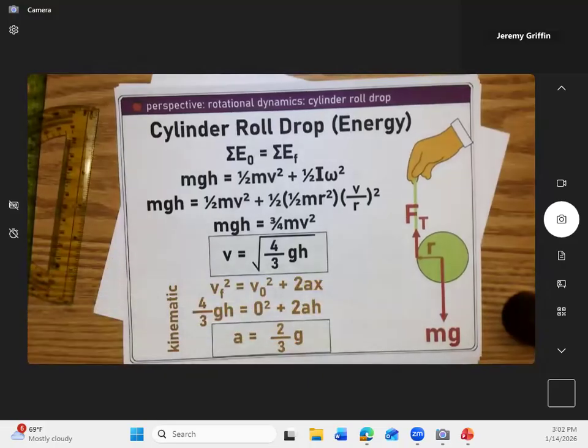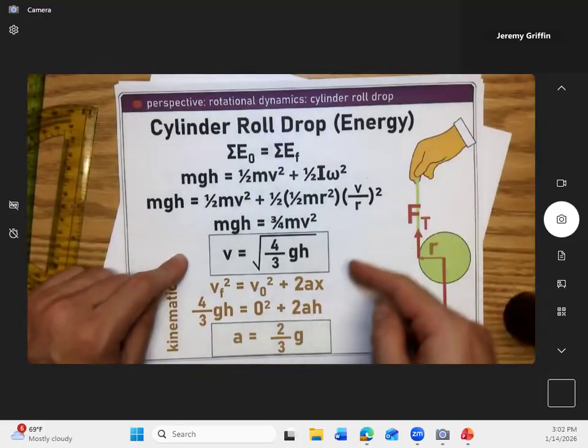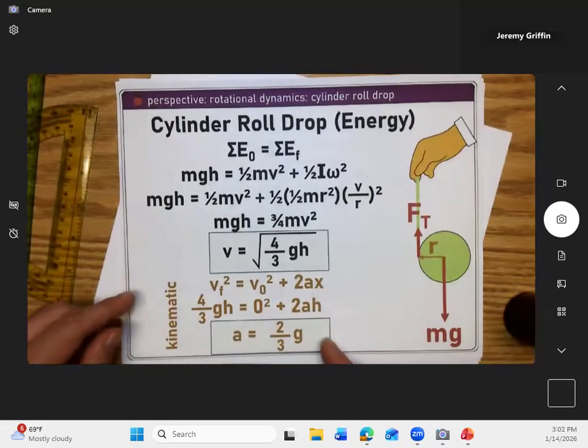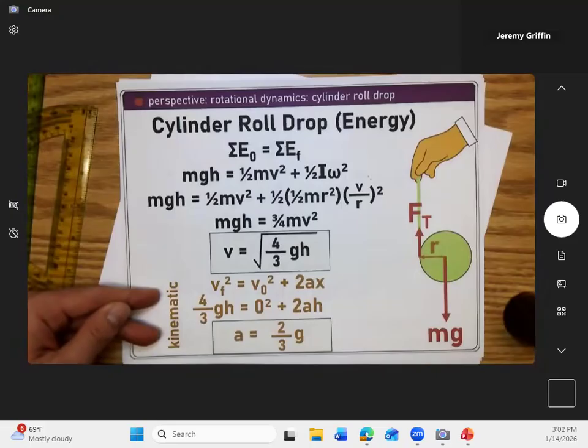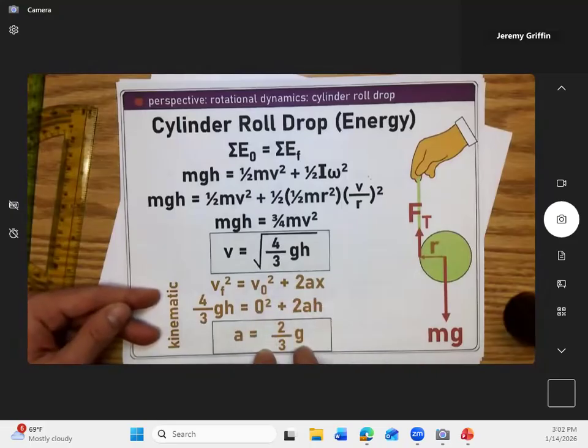Now, you could start from this. This would be the most obvious question that conservation of energy would let you solve. But you could ask some other questions too, like what's the linear acceleration, for example. So I brought in kinematics right here, and then you do a little kinematic substitution and you get that.